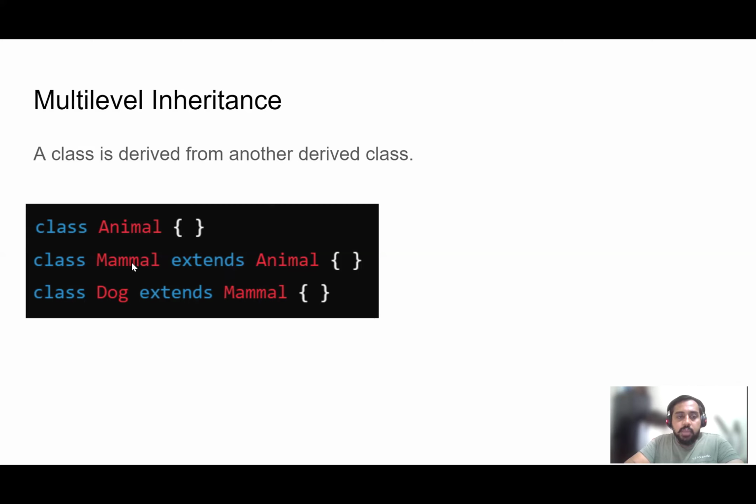And dog also belongs to mammal. So dog extends mammal. So whatever features mammals have belong to dog through this extends. So there are multiple levels, right? This is called multi-level inheritance.